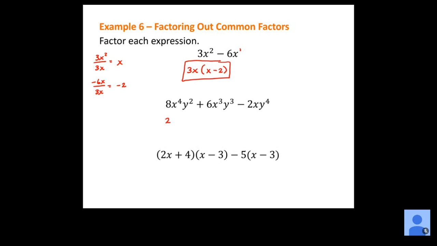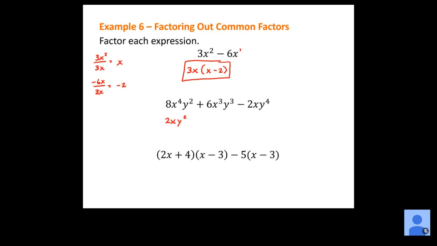Now I'm going to look at the x part. I have an x to the 4th, I have an x to the 3rd, and I have an x. Remember, we're always going to take out the smallest exponent. So in this case, that's x to the 1st. So I'm going to take out an x. Now I'm looking at the y part. We have a y squared, a y cubed, and a y to the 4th. Again, I'm going to take out the smallest exponent, so that is y squared.